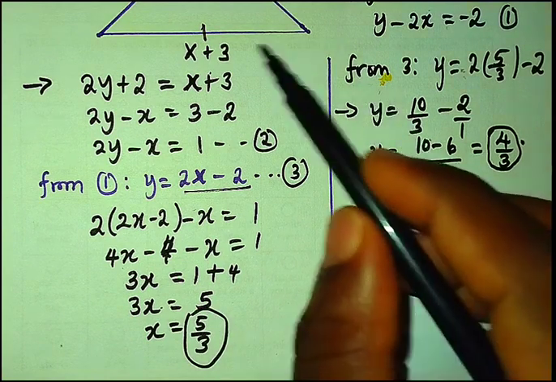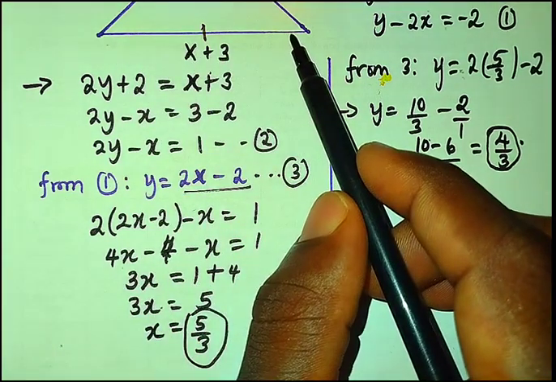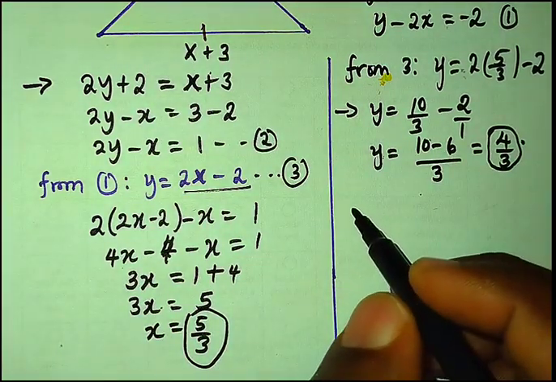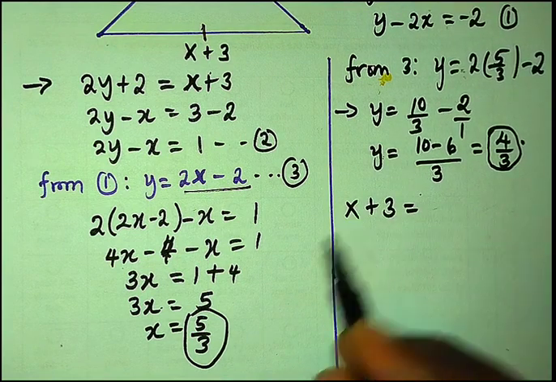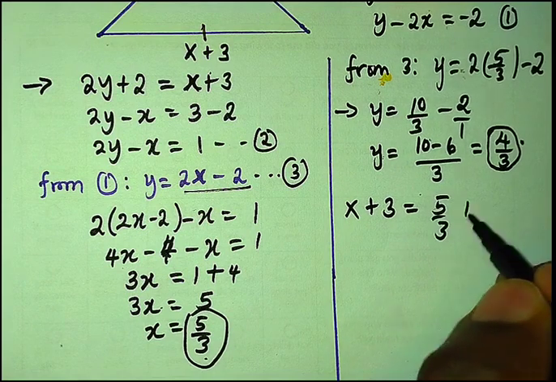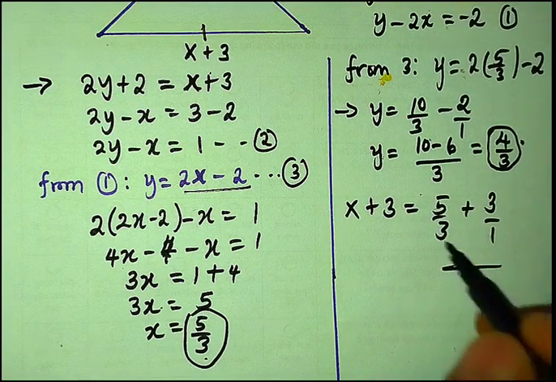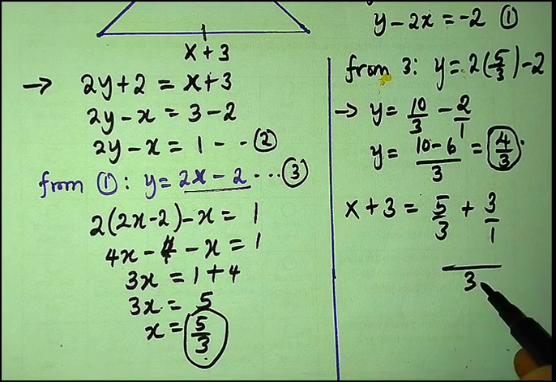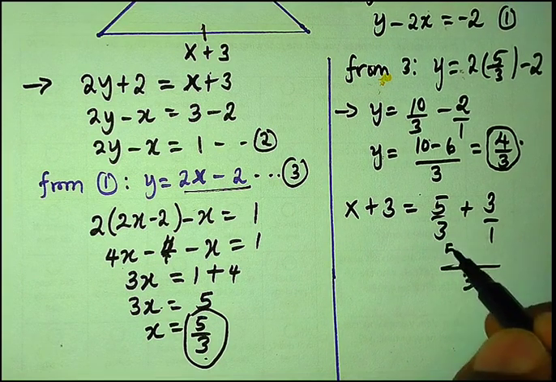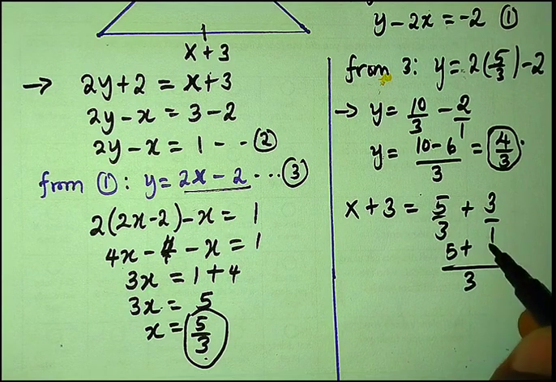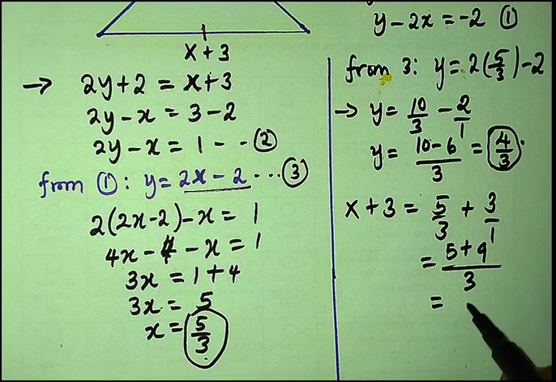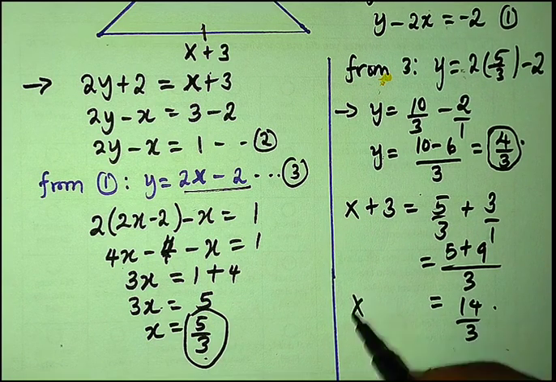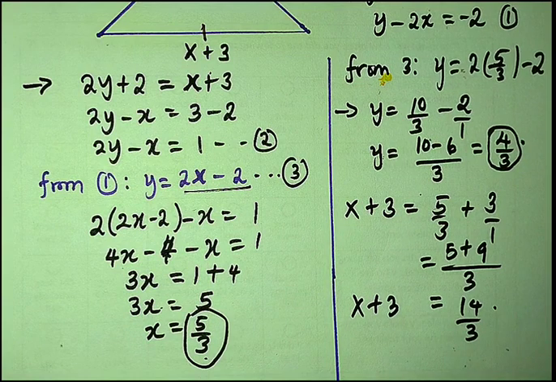So now we are going to look at this place here. You can see that this side here is x plus 3. So we are going to look at one of the sides, that is x plus 3, equals, what is our x? x is 5 over 3, then plus 3. So what do we have? We have 3 in 3, that is 1, 1 times this, we have 5, plus 1 in 3, 3, 3 times 3, we have 9. So therefore, we have 5 plus 9 to be 14 over 3. So we have x plus 3 to be 14 over 3. So therefore, one of the sides is 14 over 3.